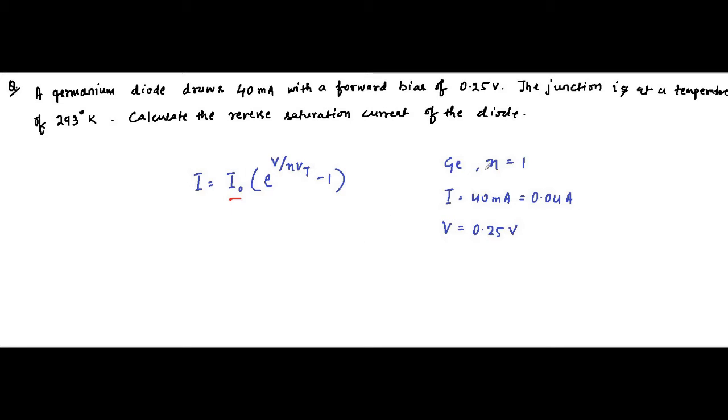And there is another thing mentioned, that the junction is at a temperature of 293 Kelvin. Now in all the previous questions it was given that the junction or the diode is at room temperature, and we used to take the thermal voltage as 26 millivolt. Whenever room temperature is mentioned, we always take this value of 26 millivolt. But here specifically it has been given that the temperature of the junction is 293 Kelvin. So here we cannot take this. Here we have to use a formula related to this thermal voltage.